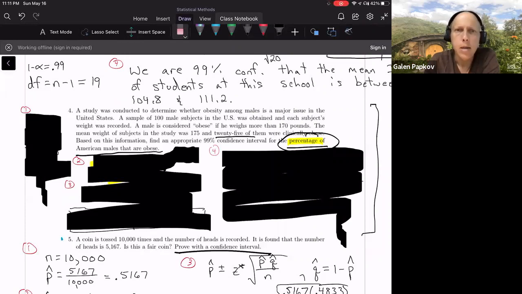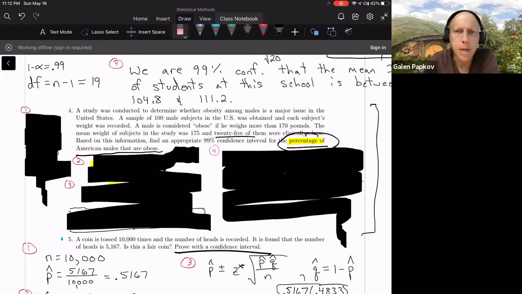Again, step 1, find the important information. Now, I've circled and highlighted the word percentage because that tells me that this is an inference or an interval for p, which means we need to get or create a p hat. And so I see that in the second sentence, n is 100. In the fourth sentence, I could see that the x bar or average of the sample is 175. Doesn't really matter because we need an inference or an interval for p. But 25 of the subjects were clinically obese.